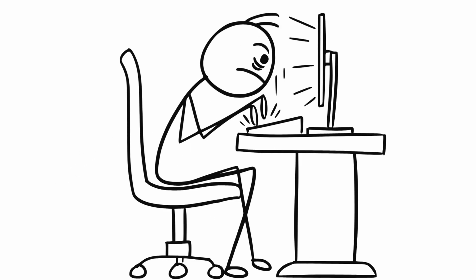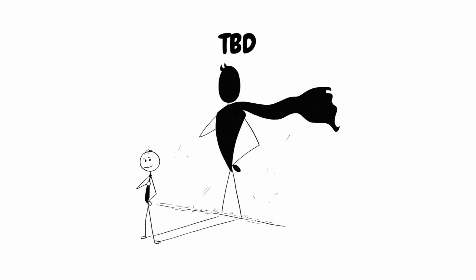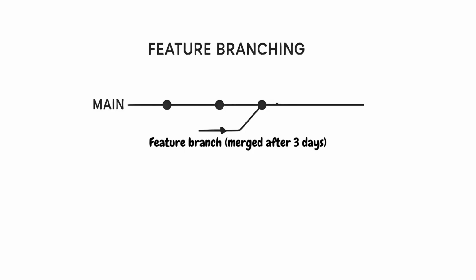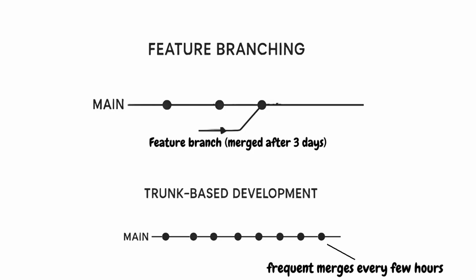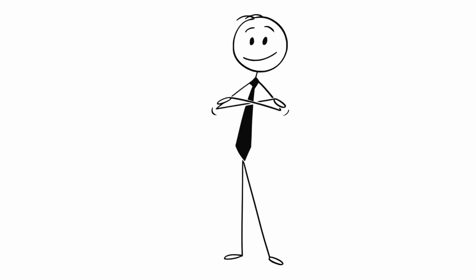Number 1. Trunk-based development. You know what's not fun? Spending 3 days working on a feature branch, only to merge it and cause a small fire in production. Trunk-based development is here to save you from that fate. Instead of living in isolation on long-lived branches, you and everyone else work off the main branch and merge small updates pretty much all the time. It keeps things clean, fast-moving, and as a bonus, less terrifying to deploy.